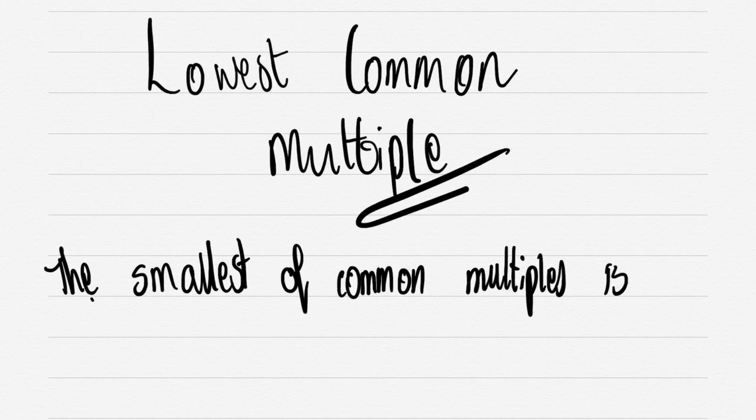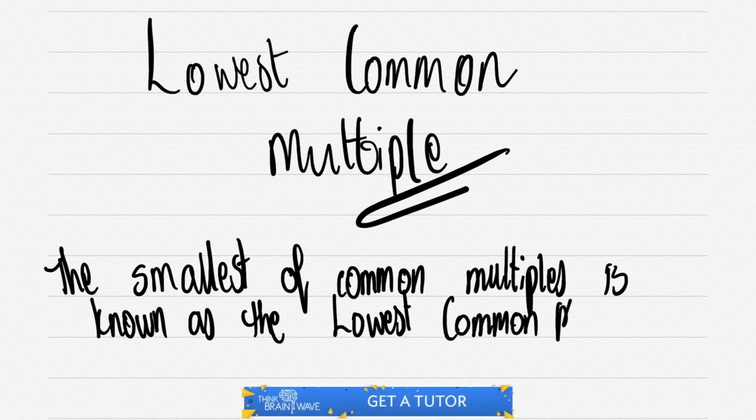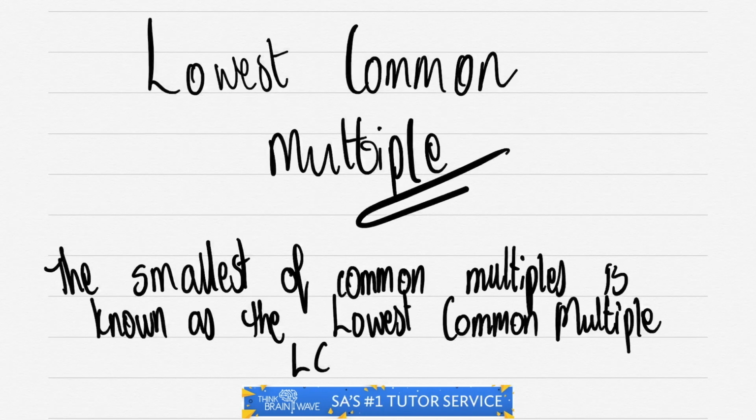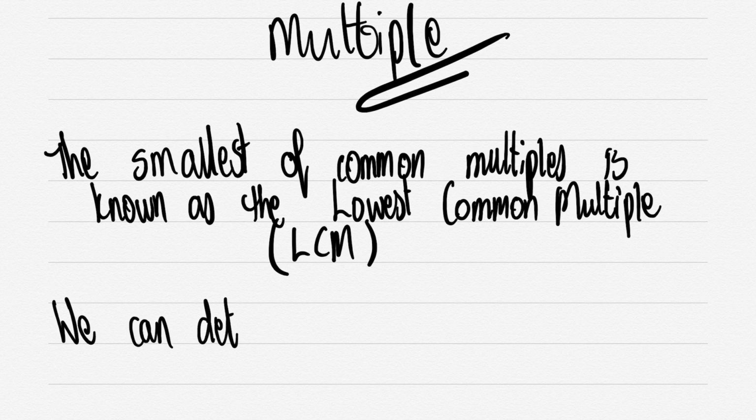So the smallest of common multiples is known as the lowest common multiple. Now a multiple is obviously the number that is common between terms. So multiples would be like 2 and 3 when you're trying to find 6, so 2 times 3 would be 6, both of which are factors. The smallest of common multiples is known as the lowest common multiple, or LCM. So if you ask for the LCM, just understand that this process that we're about to do is going to explain exactly what you need.